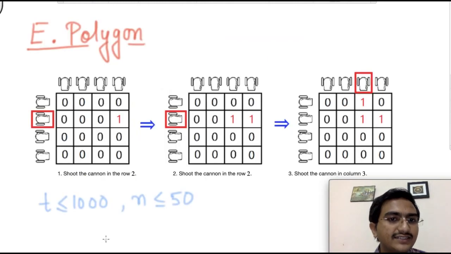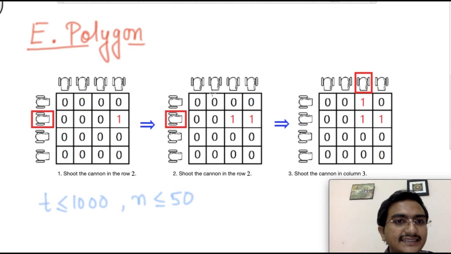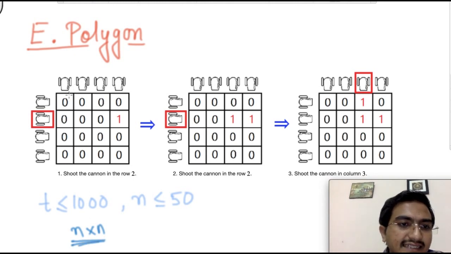Now let's go to the next question. This problem number E is called polygon. Basically in this question we were given that you have a grid of n cross n, and you have these shooters, or you can say cannons, placed at the left edge and the top edge.